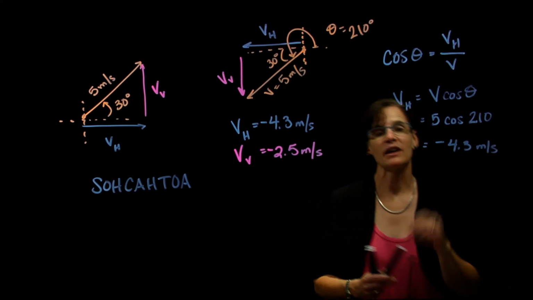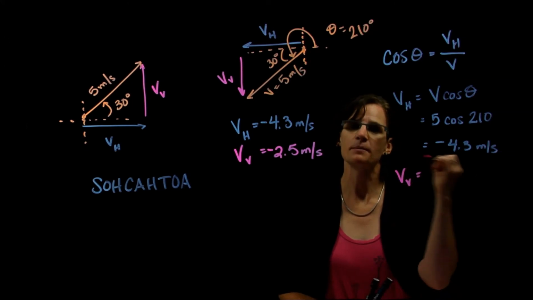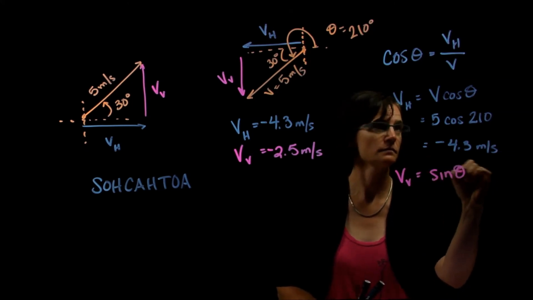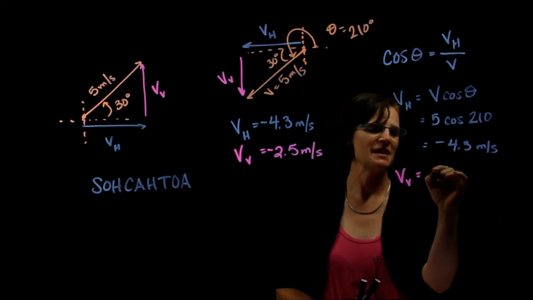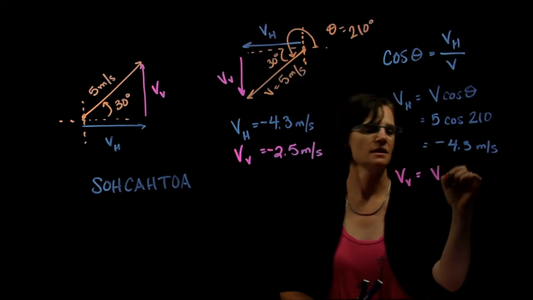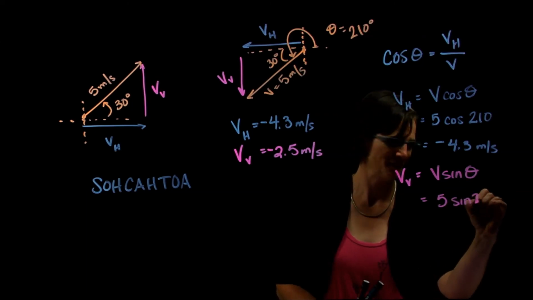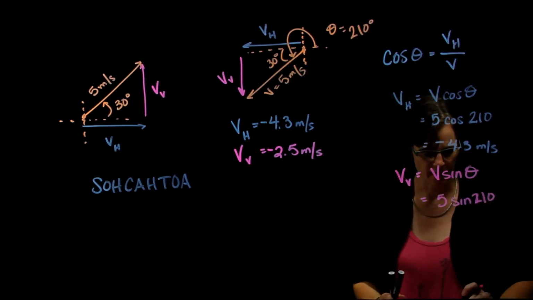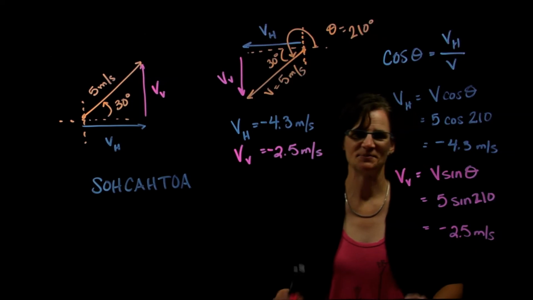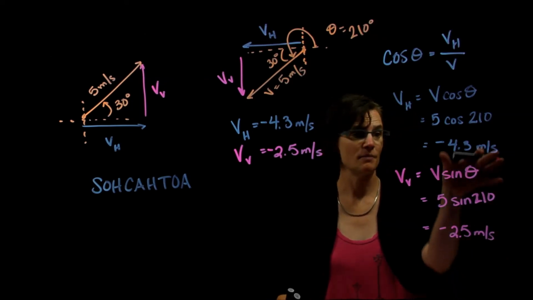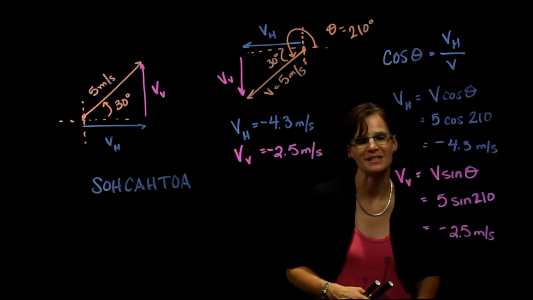If I do the same thing, if I always reference to the positive x-axis, the vertical component will always be given by the sine. So my vertical component will be the hypotenuse, the velocity, times the sine of my angle. And if I plug in 210 degrees for 5 times the sine of 210, I get negative 2.5 meters per second. This now tells me my component velocities as they should be, as the physics represents.